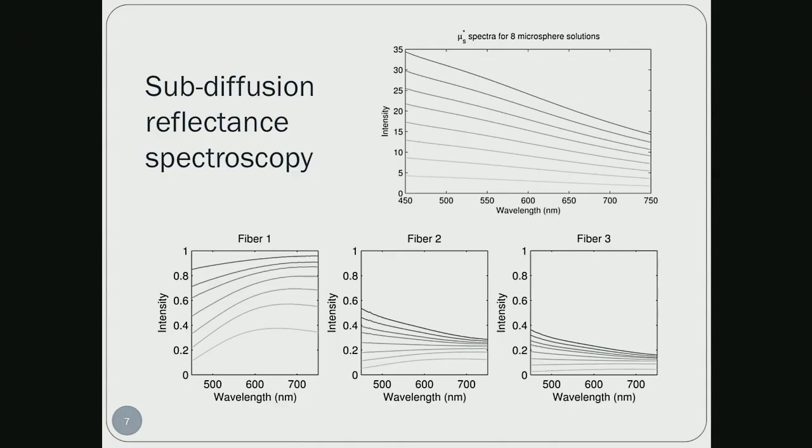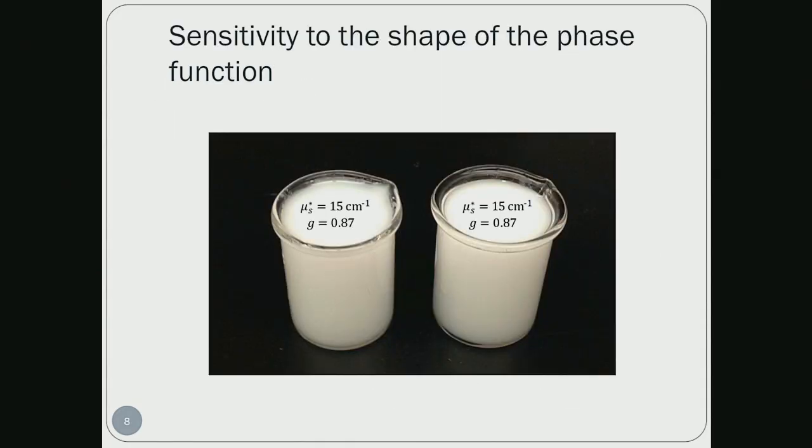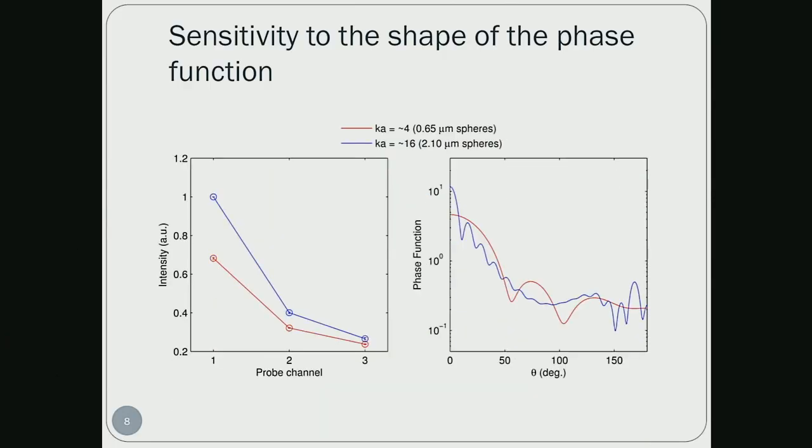But as I said in the beginning of this talk, I'm interested in more than just μs prime. I'm interested in going into the phase function. So going back to this example, can the probe distinguish these two microsphere solutions? On the right, I show the phase function, which I showed earlier, and then on the left is data from the probe. So you can see that it can very easily distinguish these two solutions, and they have different shapes as you go further away from the source, as you increase source detector separation.